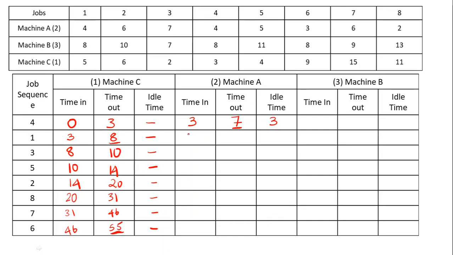So can we start the other process at the 7th hour? No, it cannot be done, because the next process is job 1 and that job will be completed in mission C at the 8th hour, which means only at the 8th hour can it enter into mission A, which means you have an idle time of 1 hour.